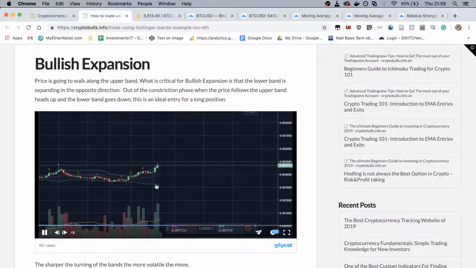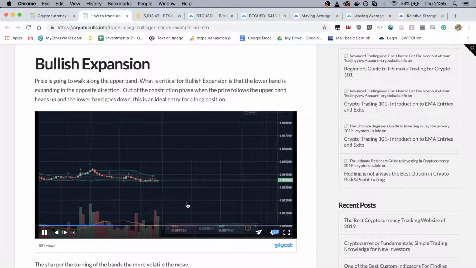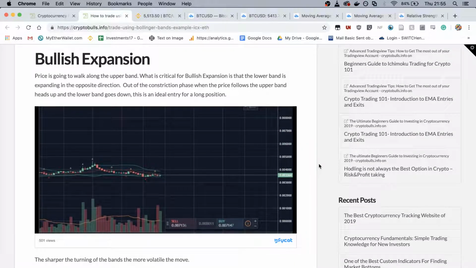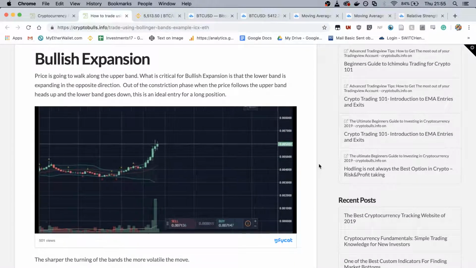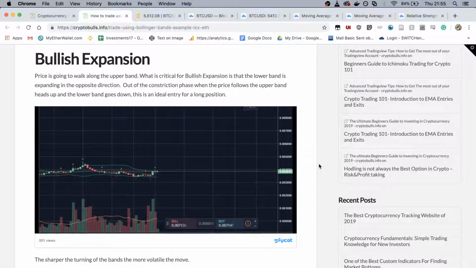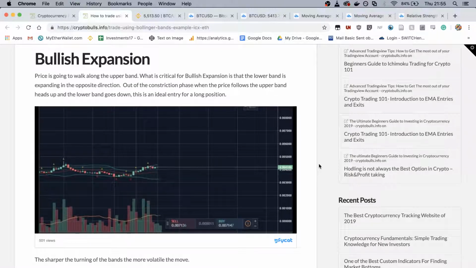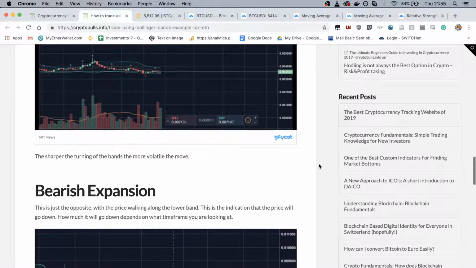As you can see here, the lower band is going down, and as soon as it curves another direction, you will know that this expansion has started to stop. So as long as the lower band is going in the opposite direction, then you know that the price will continue to go up. And of course the same goes if it's going the other way.